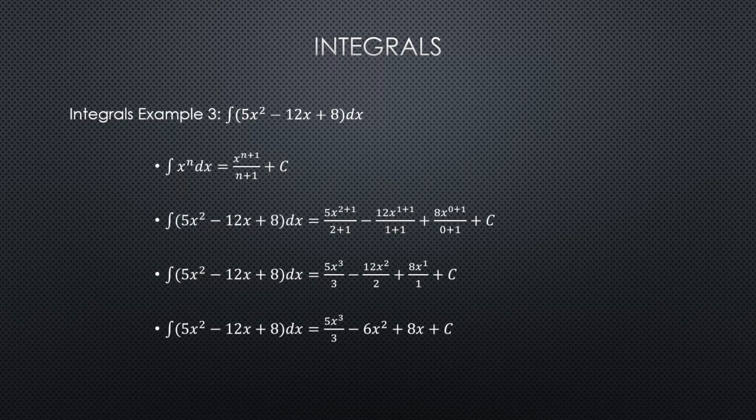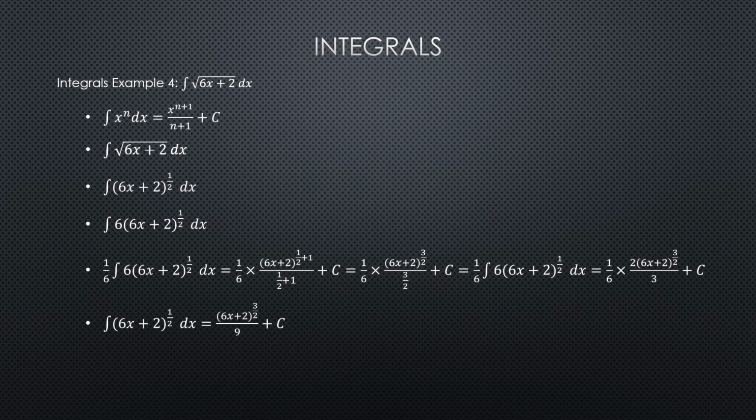So here's example 3, the integral of 5x squared minus 12x plus 8, all that dx. Because they're all individual terms, we can just take the integral of each individual term. You can see we've got 5x raised to the 2 plus 1 over 2 plus 1, minus 12x raised to the 1 power plus 1 over 1 plus 1, plus 8x to the 0 plus 1 over 0 plus 1, plus c. And that all simplifies down to that bottom line.